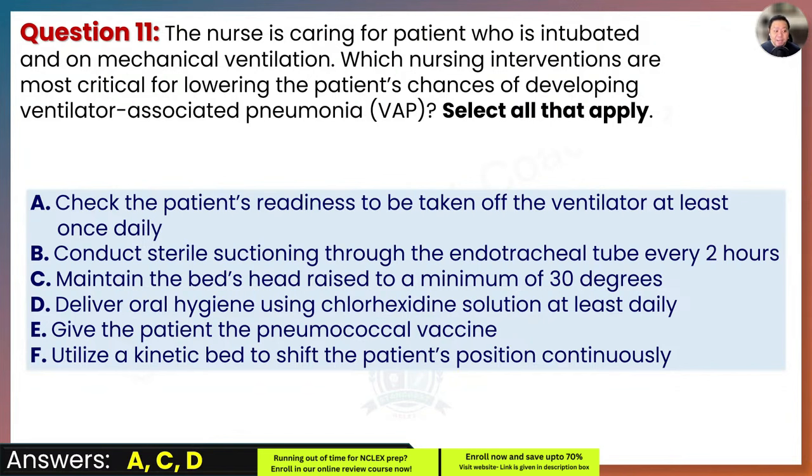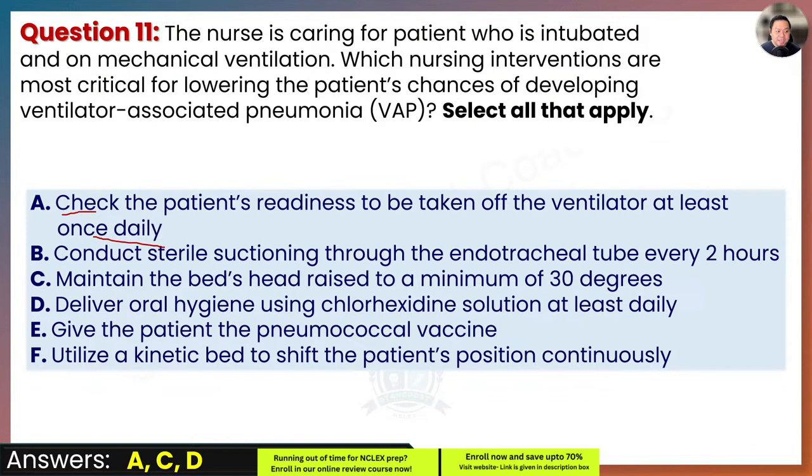So these are a set of best practices designed to minimize this risk. And so why is letter A one of the correct options? It's stated, check the patient's readiness to be taken off the ventilator at least once daily. So it's about a daily assessment. Okay, daily check. This is actually one of the most effective ways to lower the chances of developing VAP. The longer a patient stays intubated, the higher the risk of infection. So you've got to do this in order to lessen the occurrence of VAP.